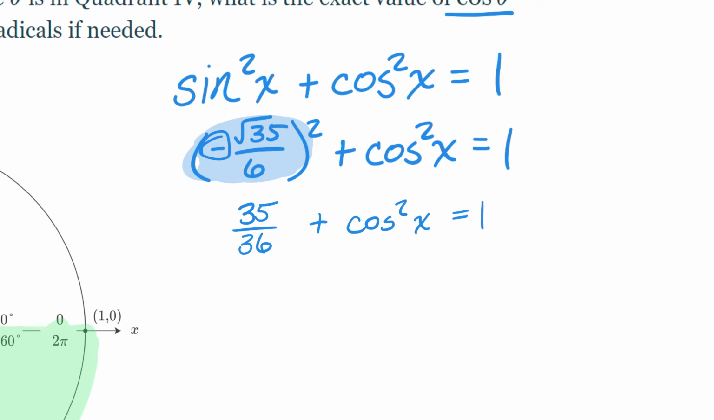So as you do these, guys, you should be able to do these with mental math. Because the number on the right side is always 1, we are going to subtract 35 over 36. And 1, of course, is 36 over 36. So when I subtract 35 from 36, what I end up with is cosine squared of an angle x equals 1 over 36.